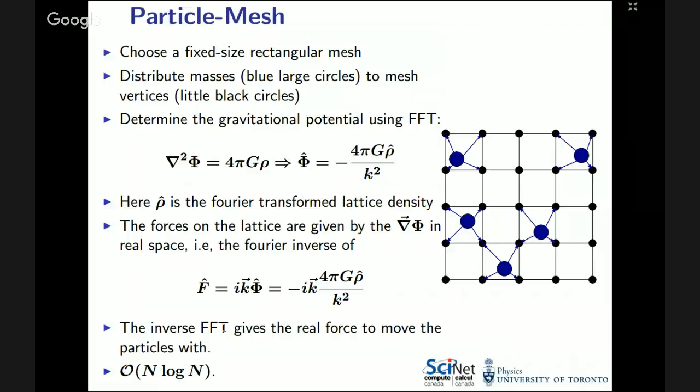But in principle, this would work and would give you an order n log n scaling just from the fast Fourier transform. And n here is the number of grid points. Right? So the number of grid points shouldn't have to be much larger than the number of bodies, or you'll be in trouble. But the scaling is better.